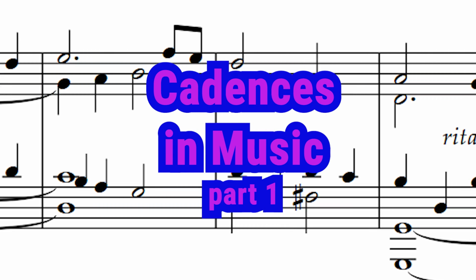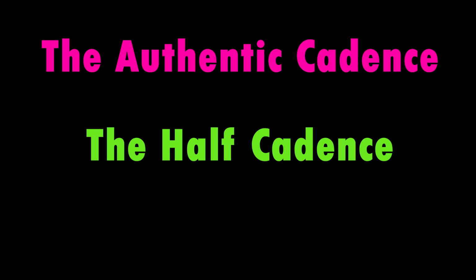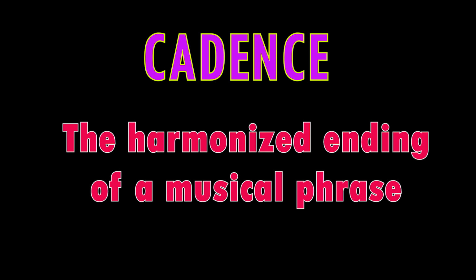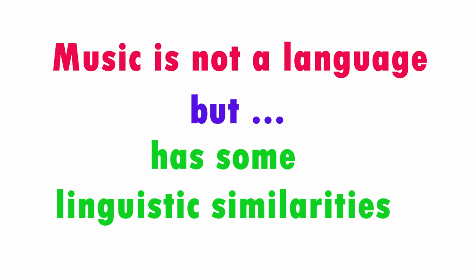In this video, we're going to look at cadences in music, specifically the authentic cadence and the half cadence. A cadence in music can be defined as the harmonized ending of a musical phrase. Just like in language, the perceived segmentation of information is important for us to gain meaning from the experience. While music is not a language per se, it does have some of the same characteristics that language has.